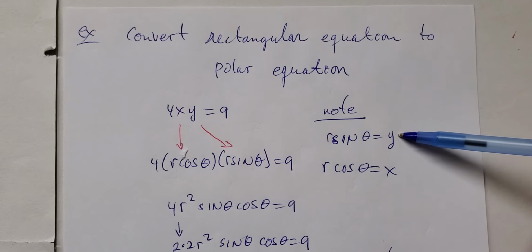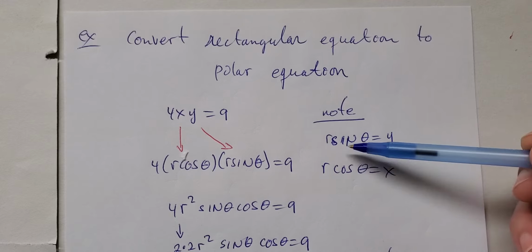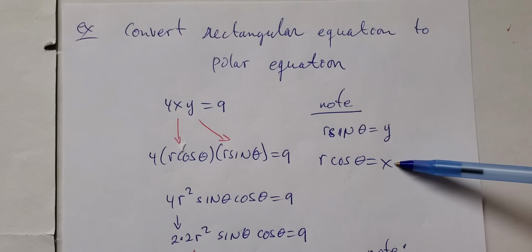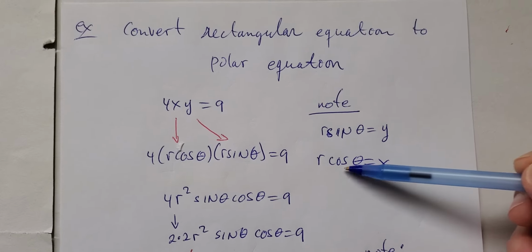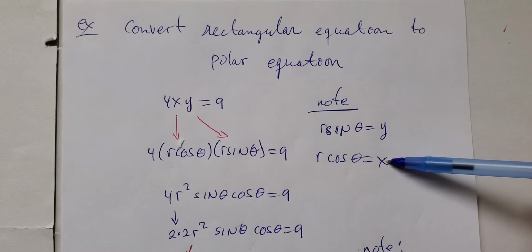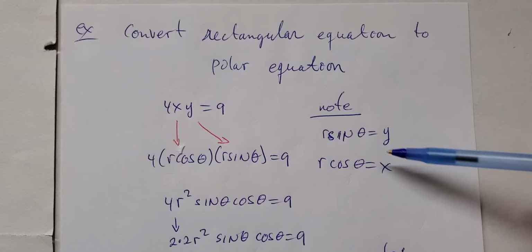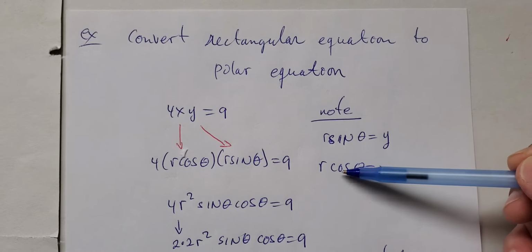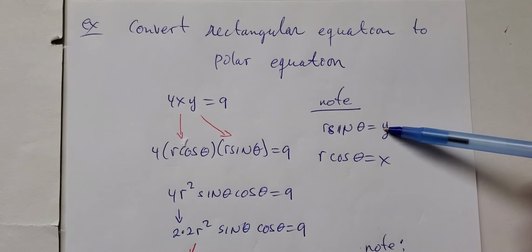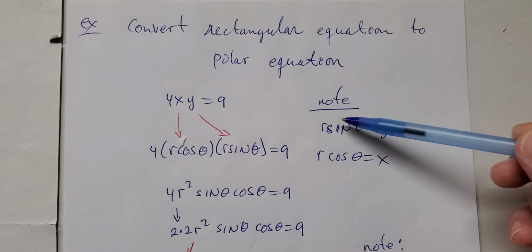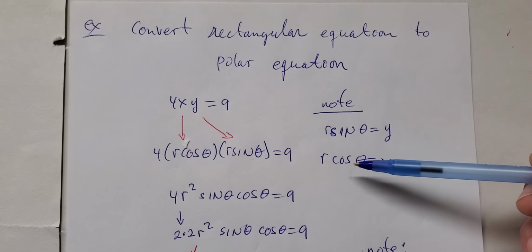Note, y is always r sine theta. x is always r cos theta. Be very careful. y is always r sine theta, and x is r cos theta. So replace y and x with these trig identities.